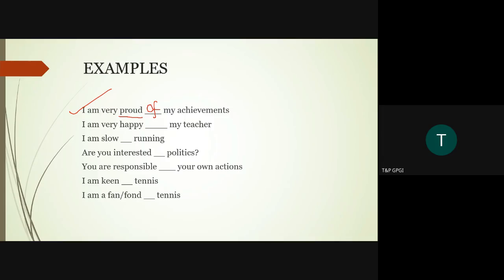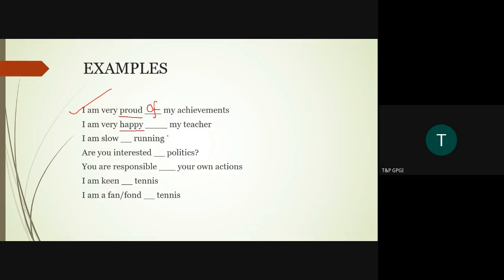Okay, so I can give you some other examples. The second one we'll go with: I am very happy dash my teacher. Can anybody guess what will come in this blank space? I'm very happy dash my teacher. So happy over here is an adjective. What will come in this blank space? Okay, so I'll tell you: I am very happy with my teacher.